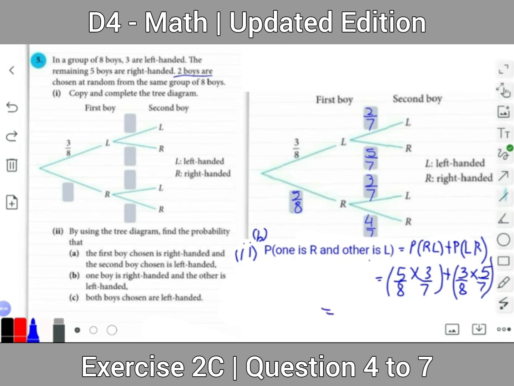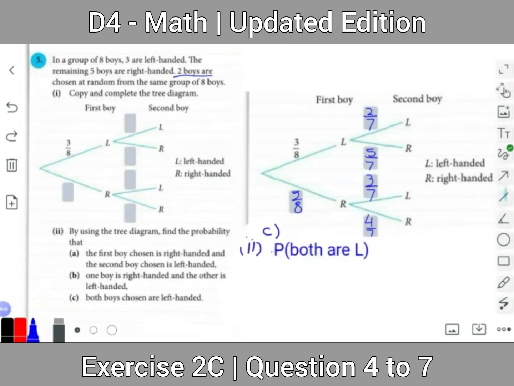Now 5 3s are 15 over 56, plus 5 3s are again 15 over 56. 15 plus 15 is 30 over 56. On simplification, it gives us 15 over 28. So the probability that one is R and the other is L is equal to 15 over 28.